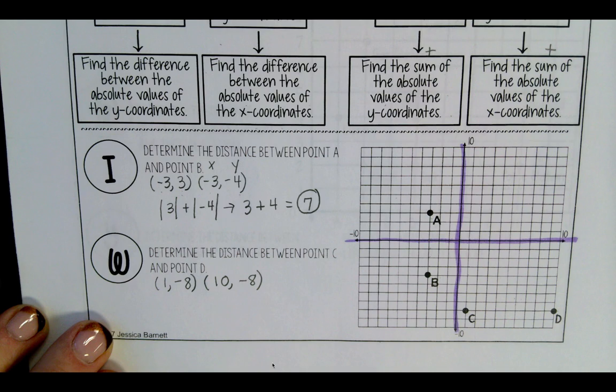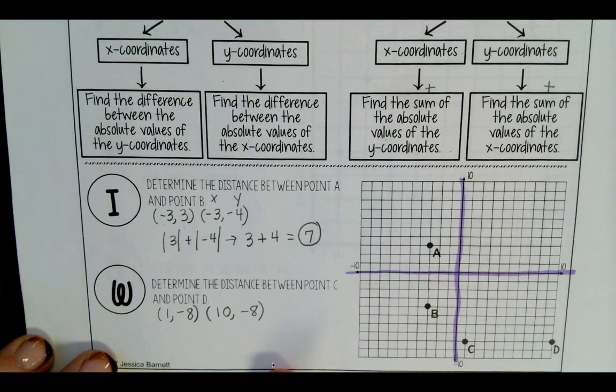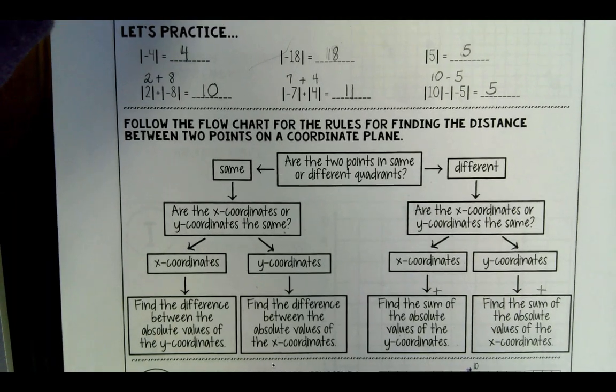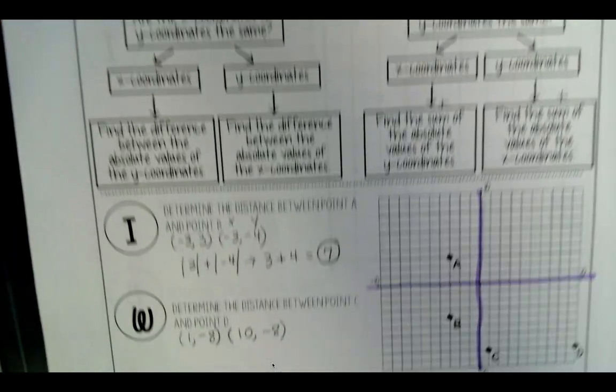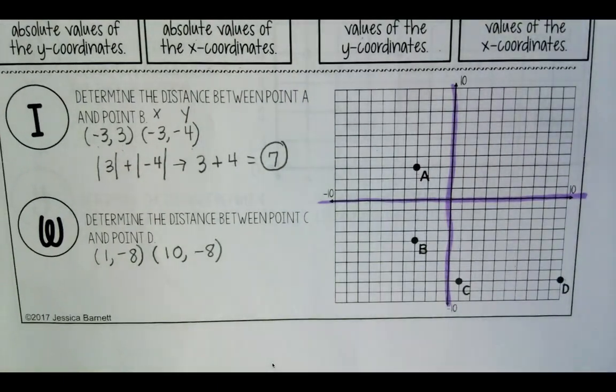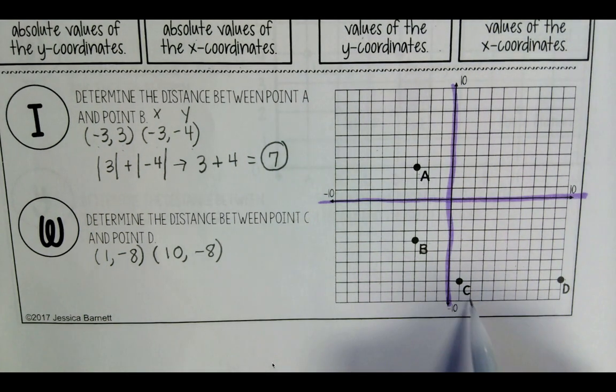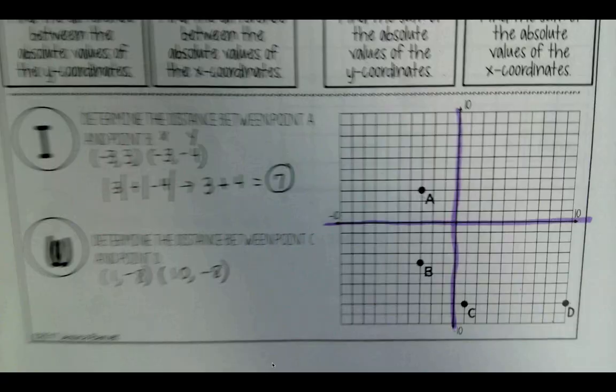All right. Next question. So now we have our ordered pair. You've got to do this. The question is, are the 2 points in the same or different quadrants? Look at C and D right now. Are they in the same or different? Same. The same quadrant. Okay, so I'm going to go back up here to same.